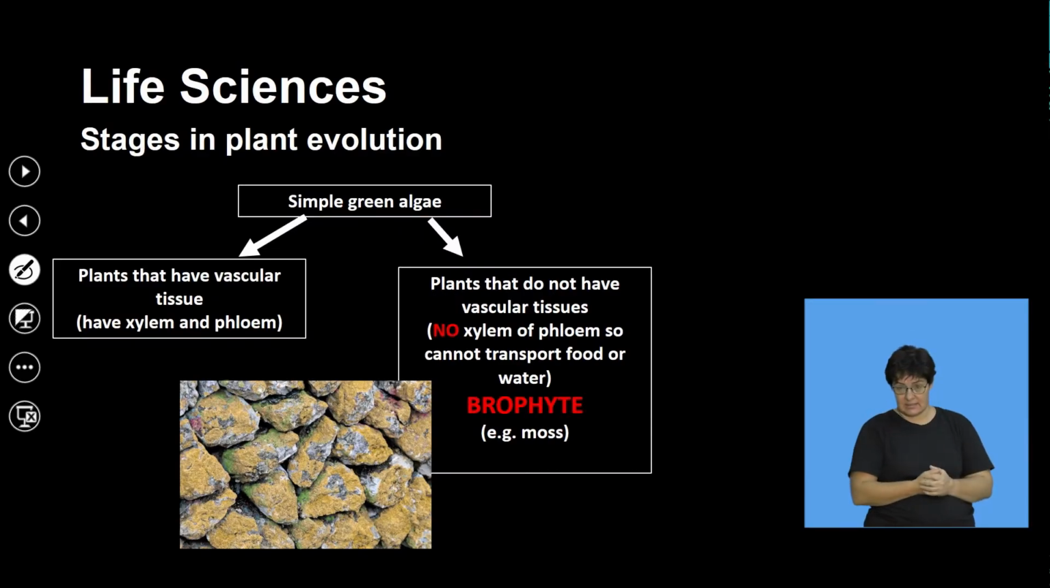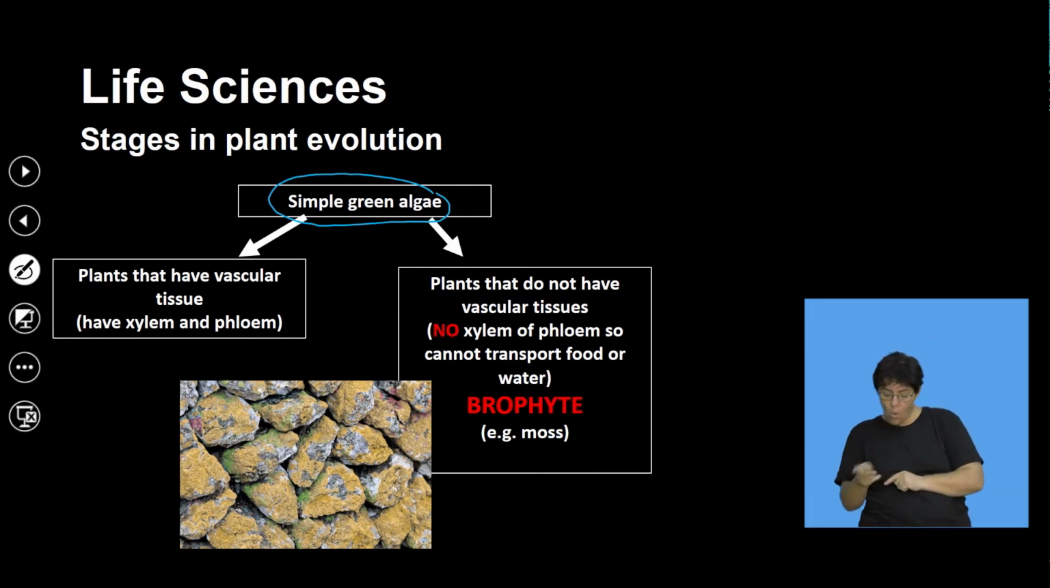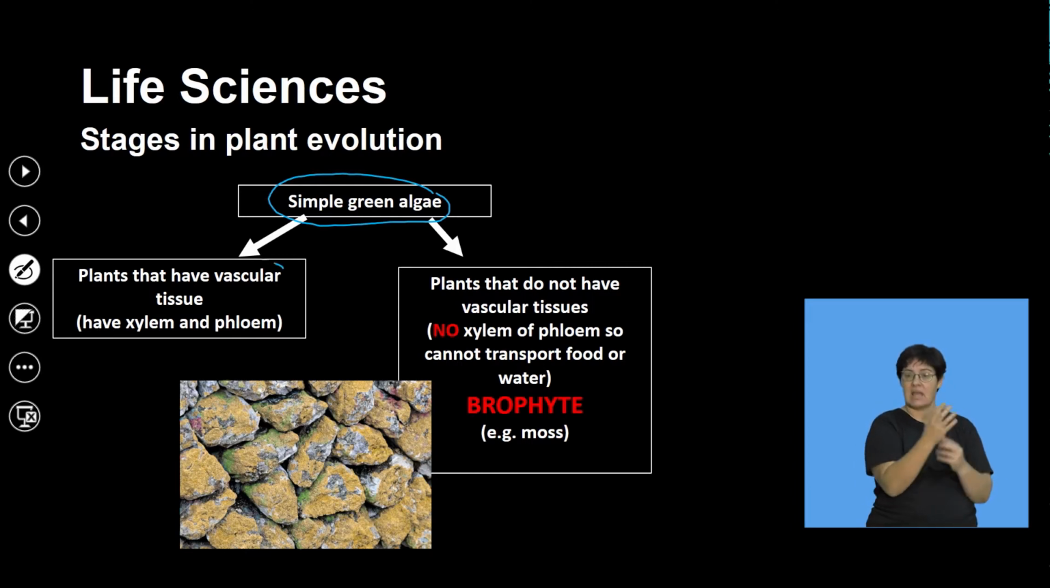Now, have a look at this. What we're looking at is as follows. We have this simple green algae, which is not a plant, it's a protist. But when we start with the plant kingdom, we divide it into 2 categories. There are plants that have vascular tissue.